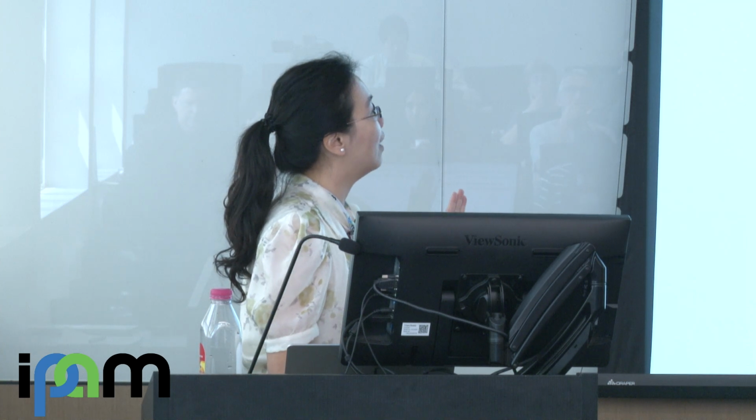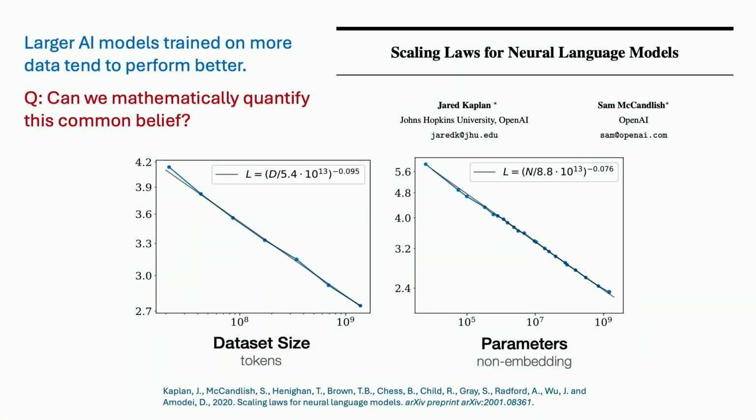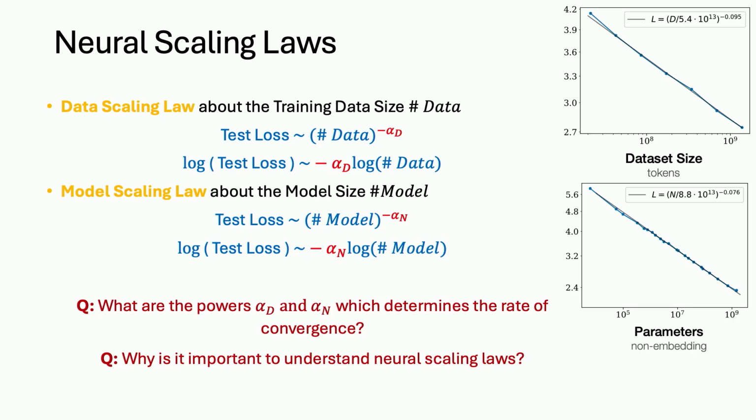So they did a log-log plot between the error, which is the cross entropy on the test data, and the data size and the number of parameters. Interestingly, they find a linear plot in log-log scale. And they did a lot of experiments in this paper. This scaling is almost everywhere in language models.